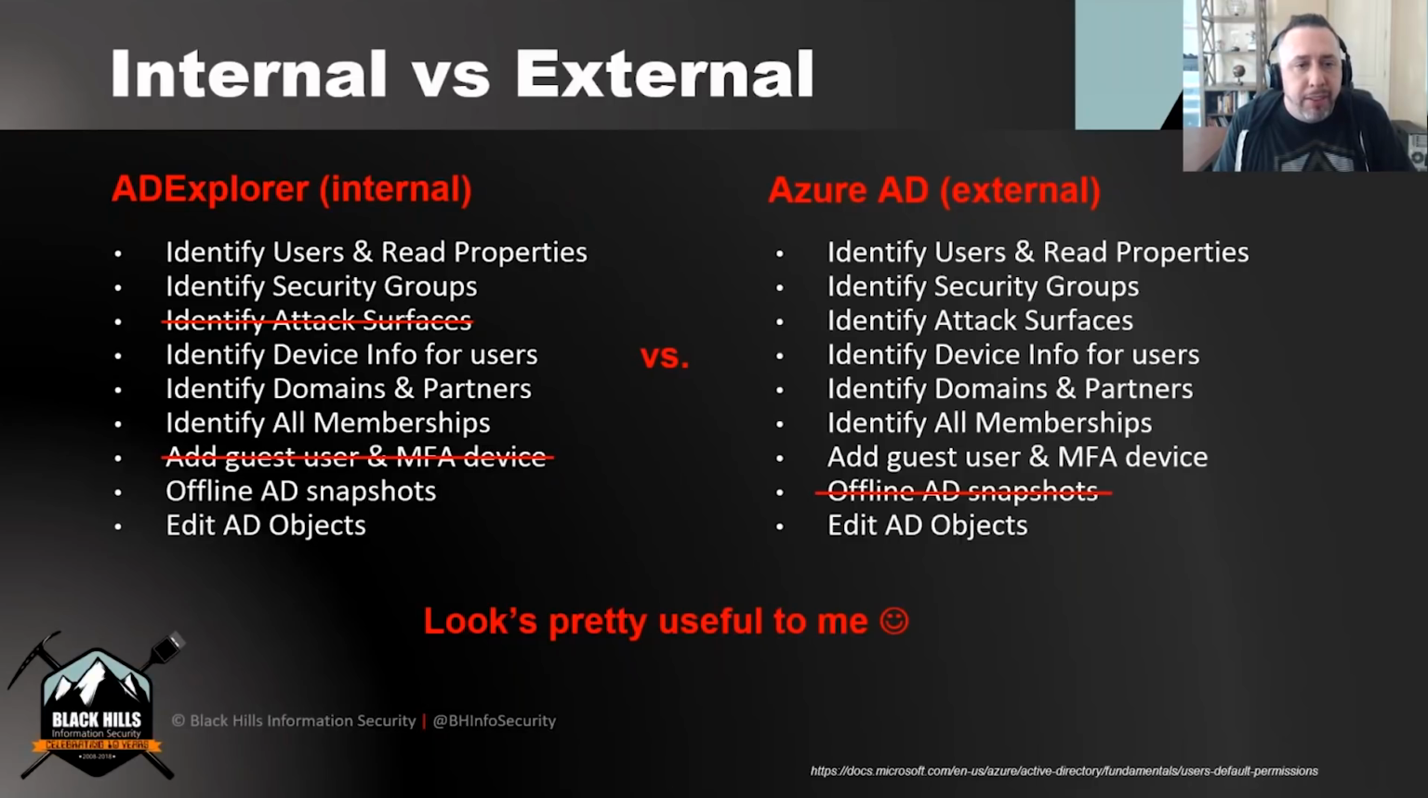You can still see the domains that are a part of that forest. You can look at memberships. You can't add a guest user or an MFA device. And I bring up MFA device because we had a customer where we added a guest account. They had two-factor, so we had credentials and a two-factor token. I added a guest user, and then I just added my own guest MFA device in order to be able to authenticate, which was kind of bypassing the whole purpose of having two-factor.